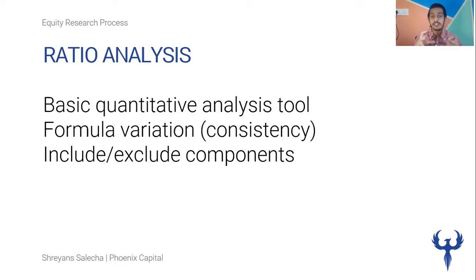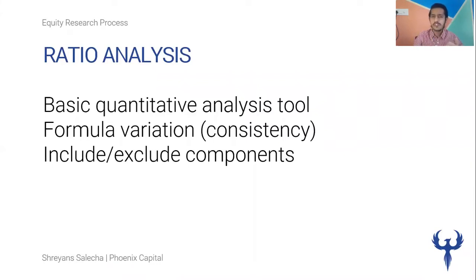So there are certain components that you might need to include and exclude while calculating different ratios, right? And this is especially true with balance sheet figures or any sort of figure where we need to combine different items, right? So be very careful, and you might need to think a little bit about which components to include and which to exclude.